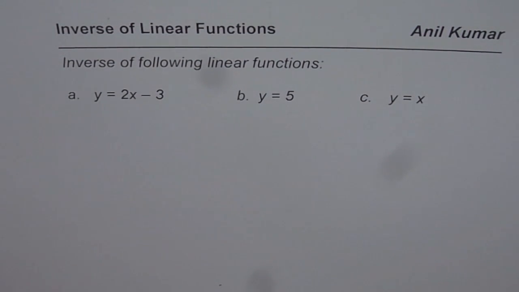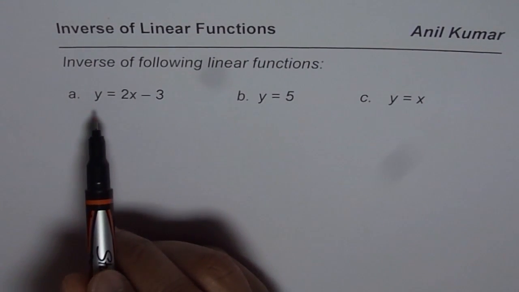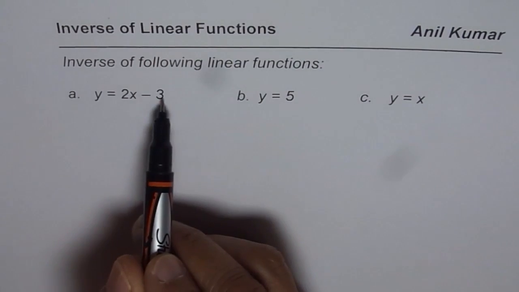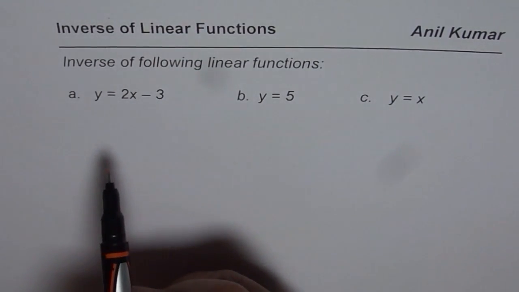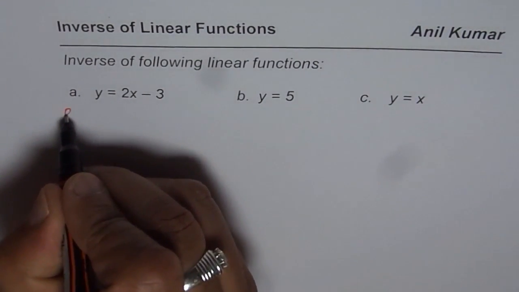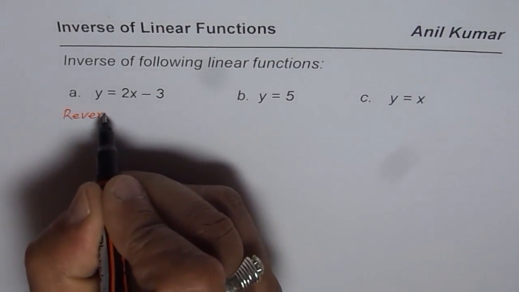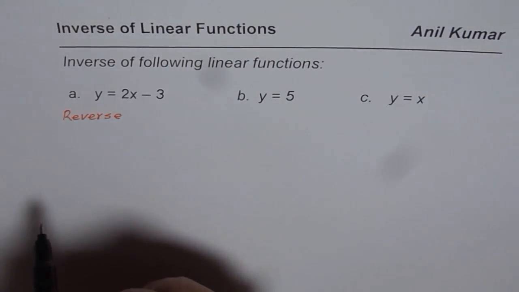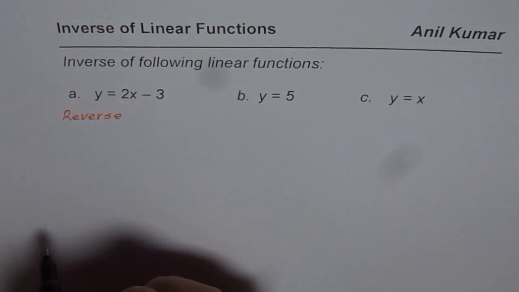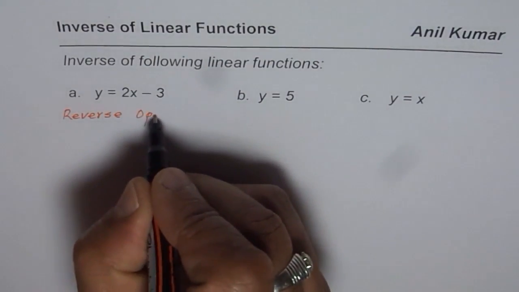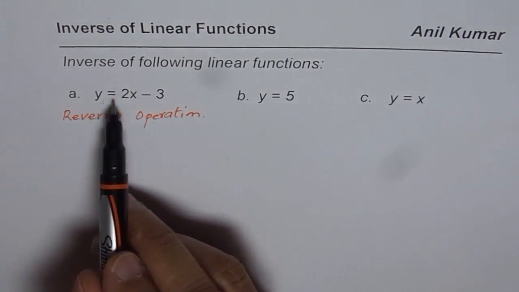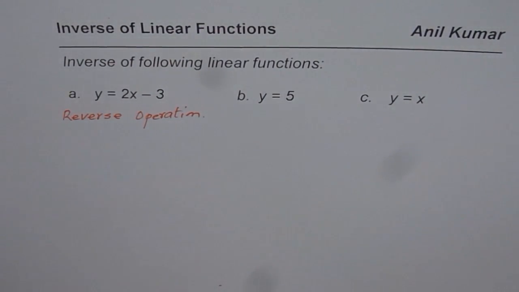Okay. Now let us see how to find the inverse of these functions. We'll explore with the slope intercept form, y equals 2x minus 3. One way to do it is to reverse operations, right? That is the first method, which is kind of unique and very good to immediately get the inverse of the given function. So we'll do reverse operations to get the inverse of the linear function y equals 2x minus 3.